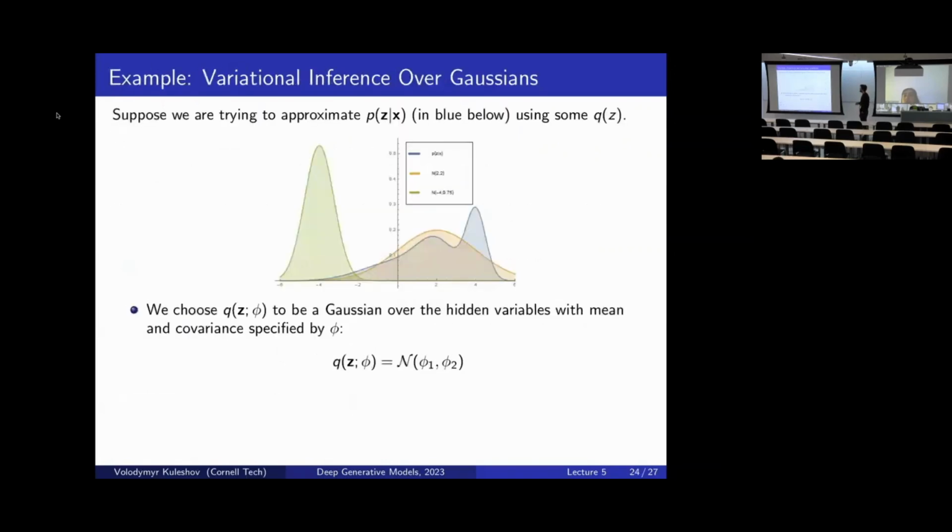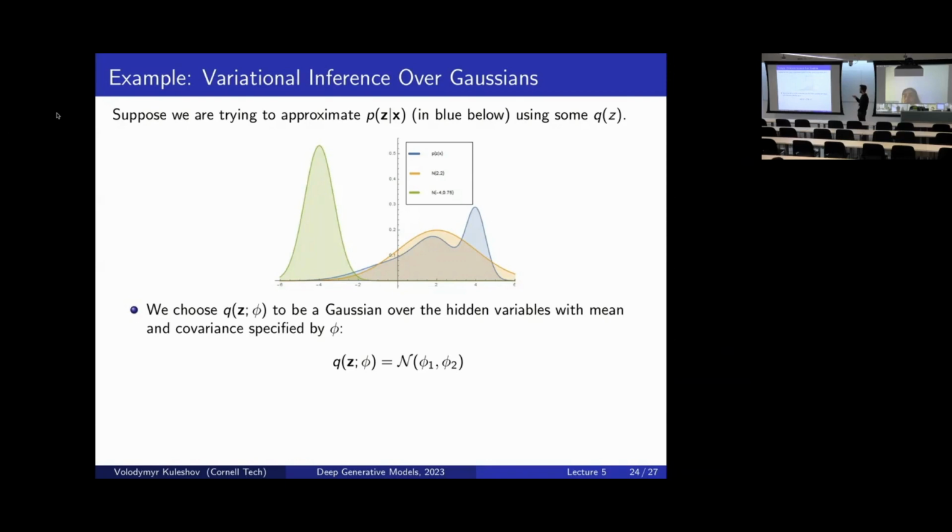Here's one simple procedure where we're trying to apply variational inference to fit an approximate posterior p of z given x, which is this distribution given in blue. Right here, I have three distributions in this figure. There are two Gaussian distributions, the green and the yellow, and then there's this non-Gaussian distribution in blue. Let's say that this distribution in blue is the true posterior p of z given x that I want to approximate by optimizing the ELBO.